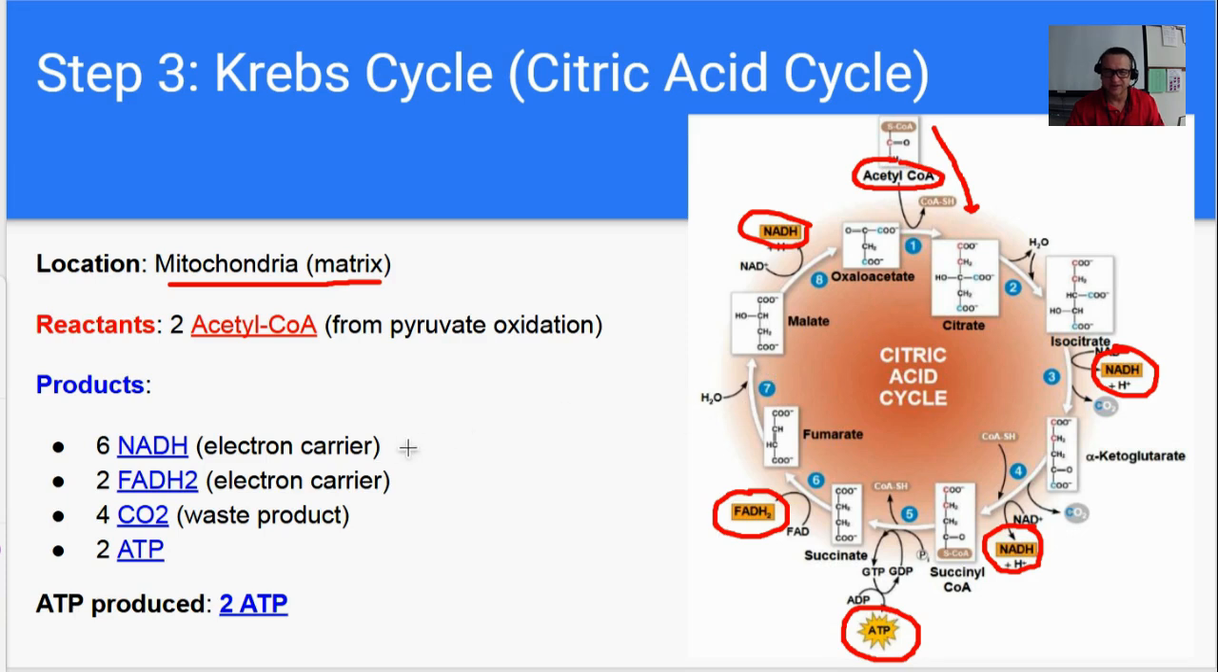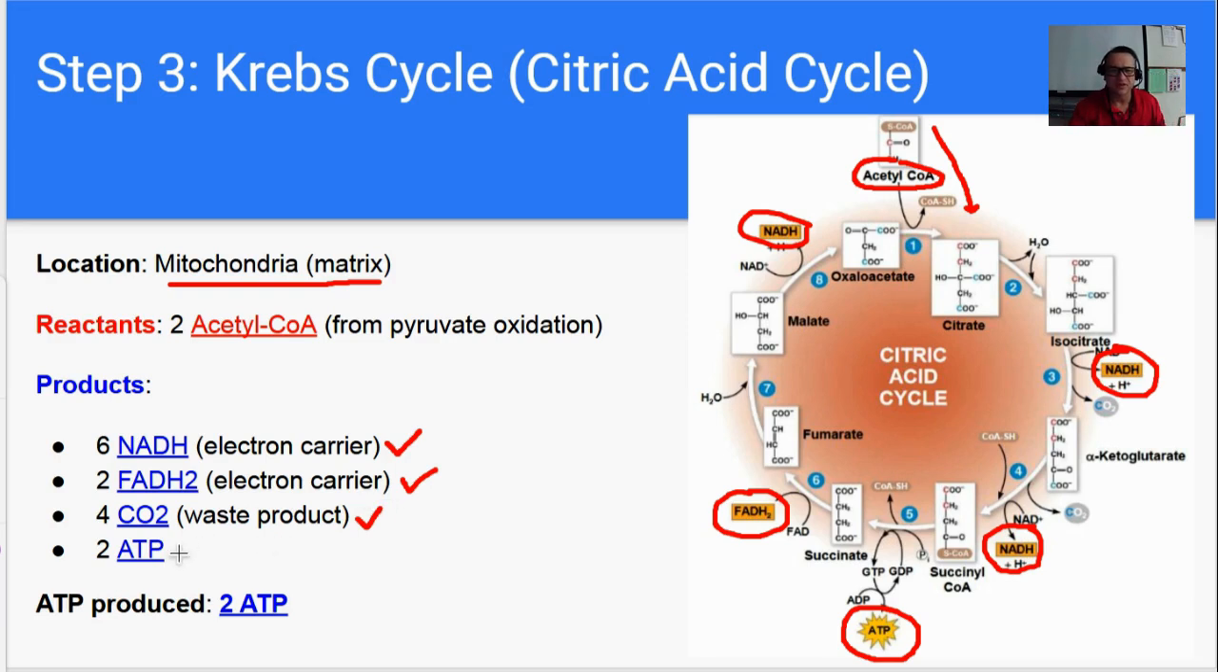All right, so here it is. We're going to make 6 NADHs, 3 for every acetyl-CoA, but we have 2 of them. 2 of the electron carrier FADH2. I didn't point it out, but we do release 4 carbon dioxides. So now we're up to 6 carbon dioxides. We're done, because remember, it's always 6 CO2s plus 6 H2Os.